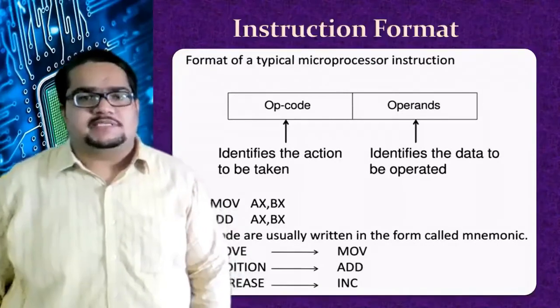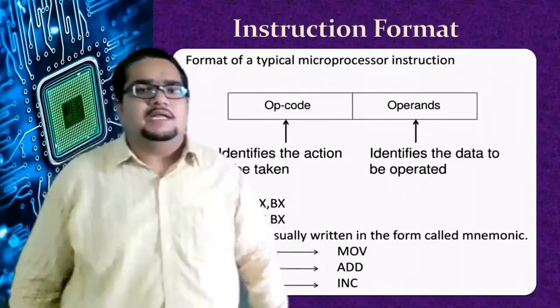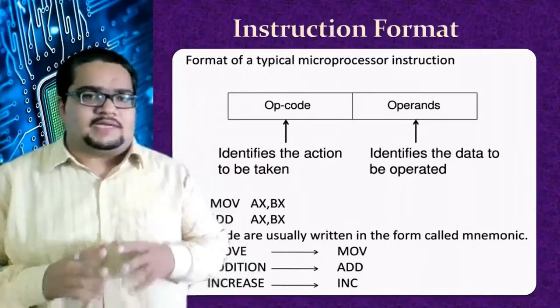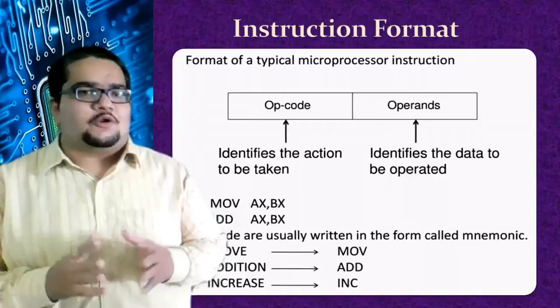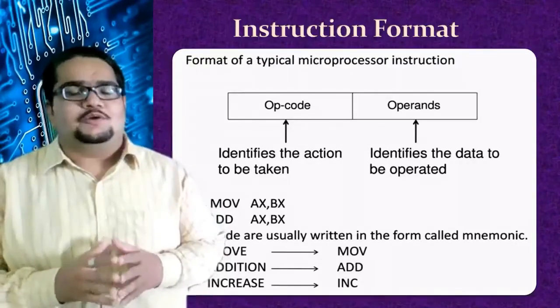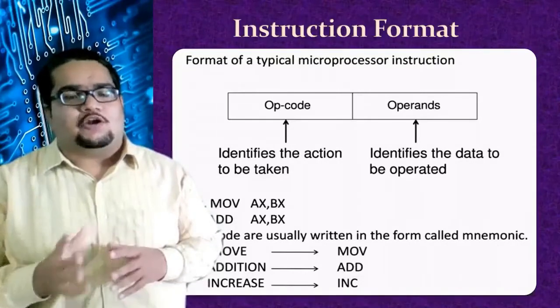So starting with this basic general understanding of the instruction format of 8086, it consists of at least two fields. In some cases, obviously, only one field will be there, the opcode, where the operands are implied. No need to give operands separately. But in the general sense, it will be opcode and operands.